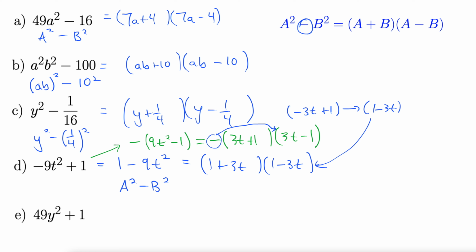Okay, let's take a look at E. We have 49y squared plus 1. It's true that 49 is 7 squared and that 1 is 1 squared, but what we're missing is this minus sign. For this formula to work, we need to have a minus right here. We have a plus. Since there's no greatest common factor or anything like that we can factor out, this example is prime. Does not factor.